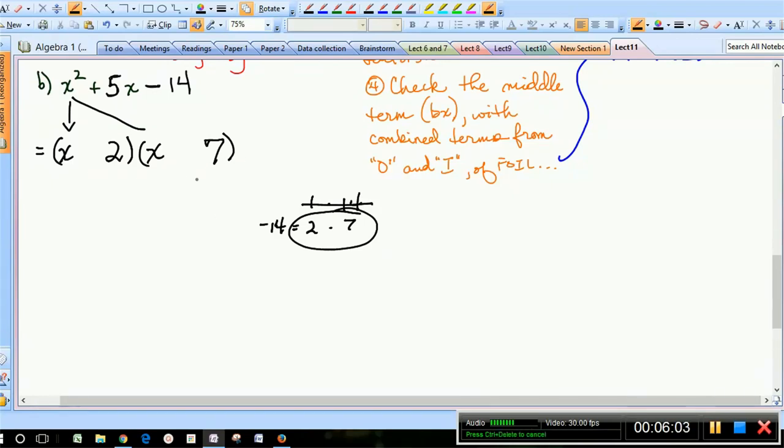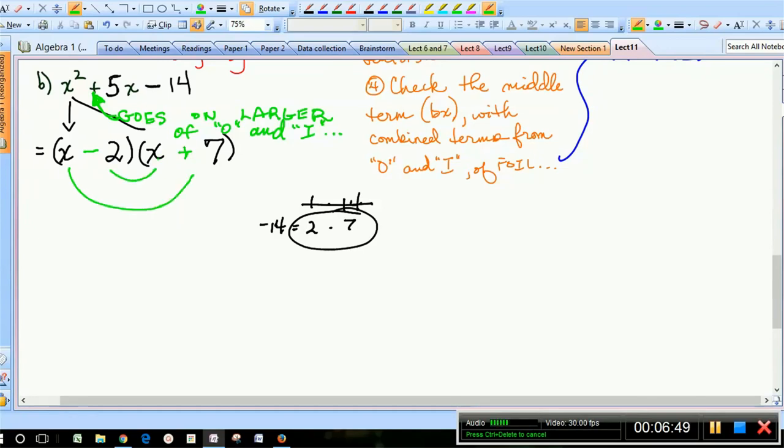So we will have a 2 and a 7 somehow. As far as the signs, where am I putting plus, where am I putting minus? Whatever is on the 5x, the middle term, we have a plus sign. So the plus will go on the larger number. When the signs are different, this sign goes on the larger of the outer and inner. I'll just put O and I. You should know what that means by now. So plus 7x minus 2x.